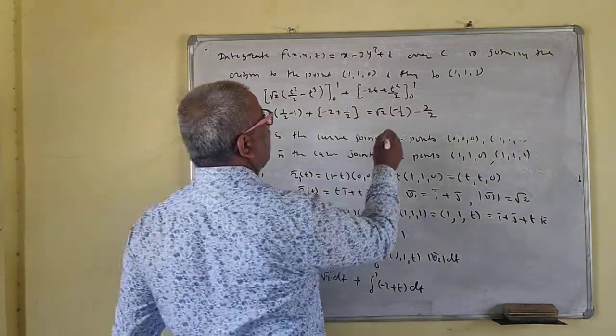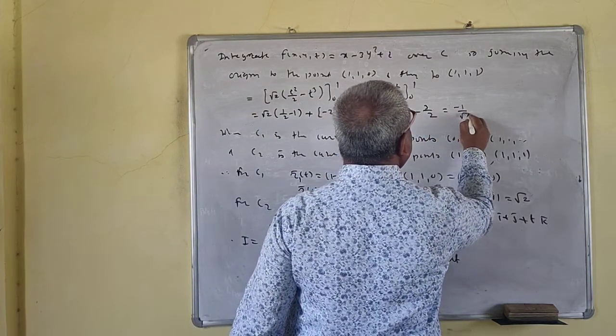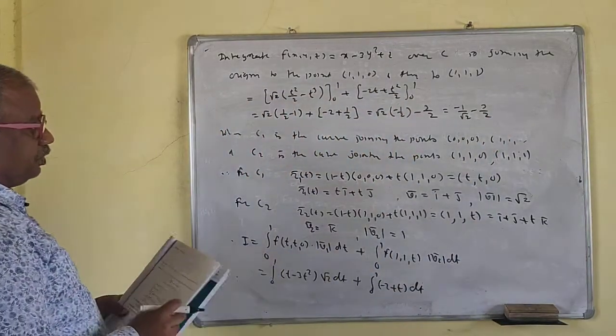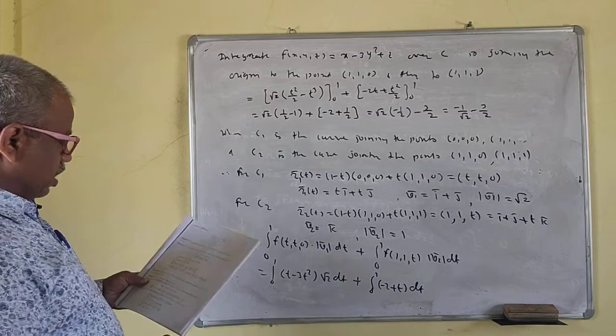So you can write minus 1 by root 2 minus 3 by 2. Okay, so this is your required answer. You may simplify it or keep it as it is, that is okay.